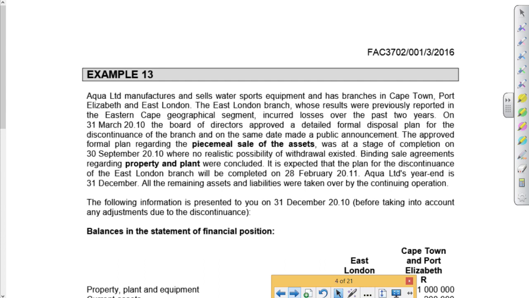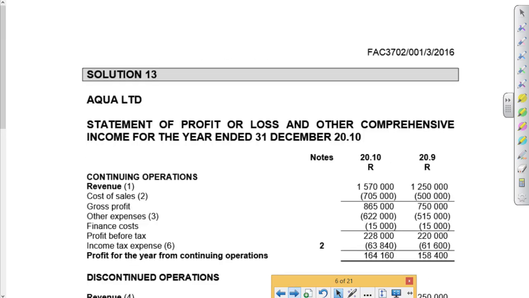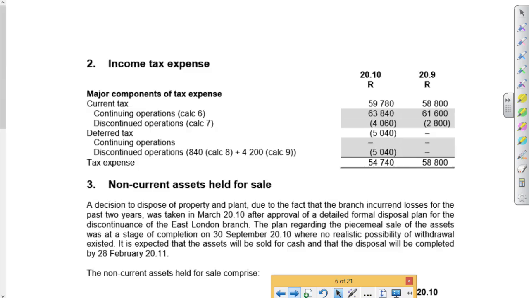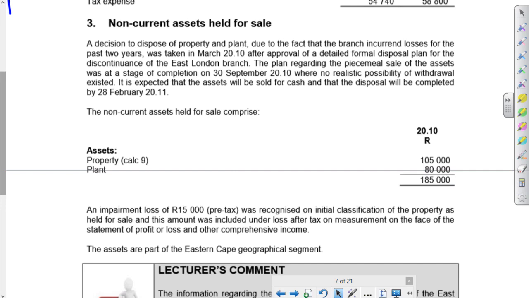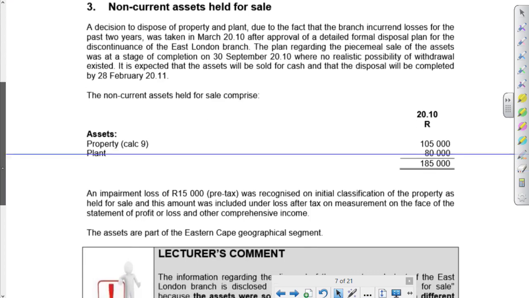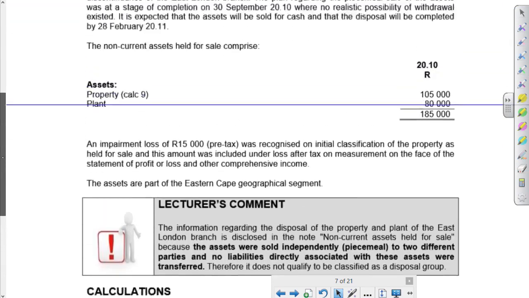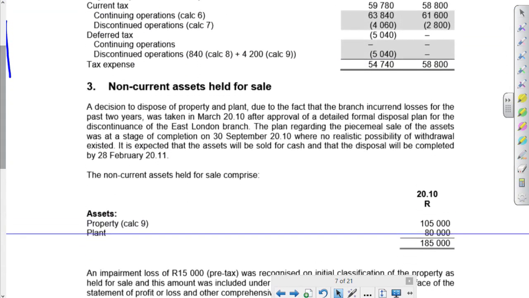Do you remember it, Aqua? I showed you last week the notes for Aqua. Specifically this note, do you remember me showing it to you for disclosure purposes? The note of non-current assets held for sale, yes? And I said to you, this is the disclosure of non-current assets held for sale. This is what the note looks like. It was on page 218, yeah? So I showed you this note on page 218.